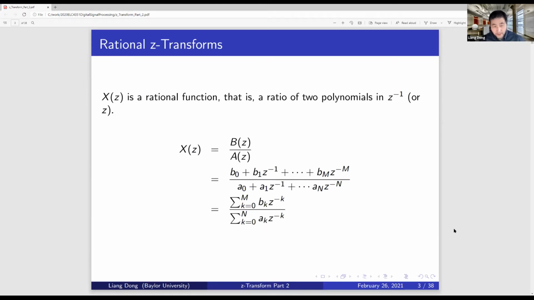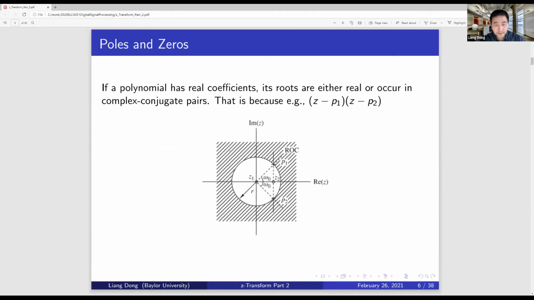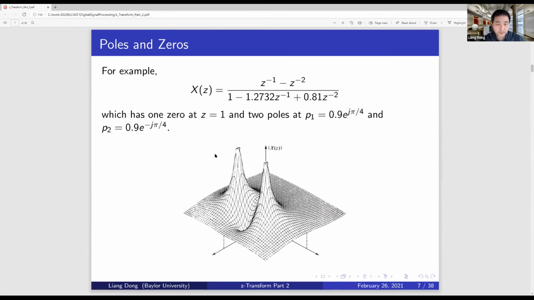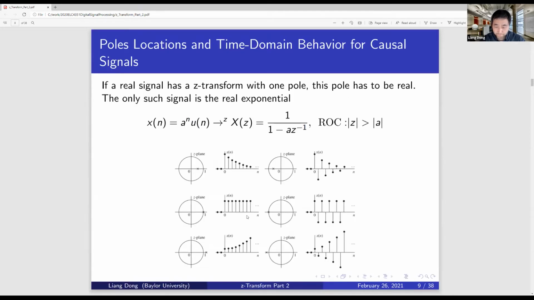So last time we looked at the rational function, X(z) can be written in this fractional form, B(z) over A(z), where each B or A is a polynomial of z, or polynomial of z to the power -1. And then we discussed the zeros and the poles, especially the poles. The location of these poles can tell if my system is stable or not. So this is a picture of zeros and poles. We ended up here last time.